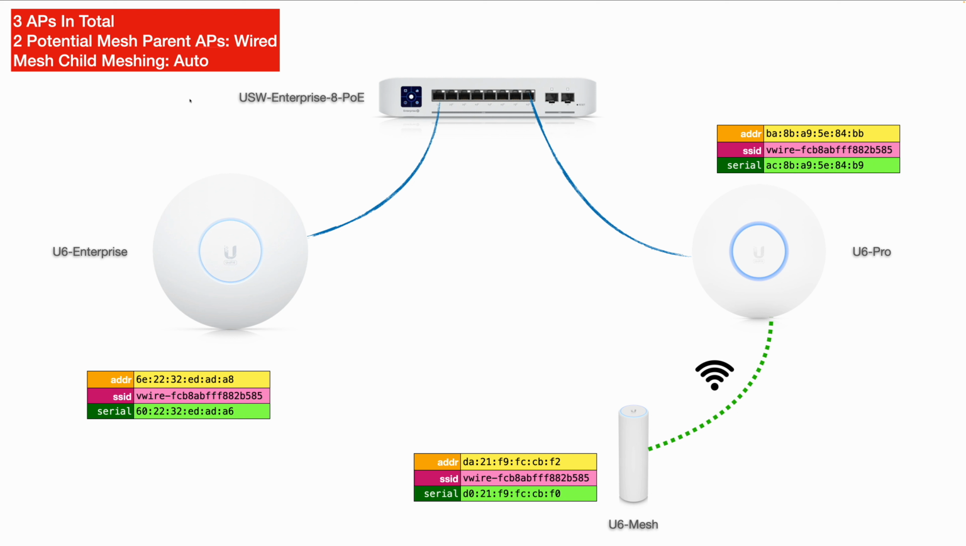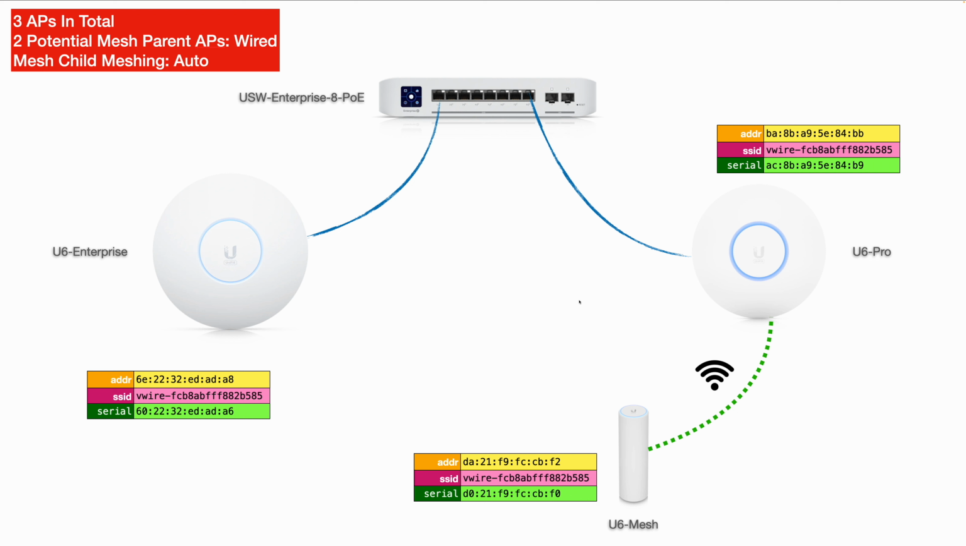Let's start with the simplest scenario. I have 2 APs wired to the switch and only one AP, the U6 Mesh, will be used in mesh mode. I put it closer to the U6 Pro in order to have stronger signals from the U6 Pro. So I wanted it to connect to the U6 Pro.